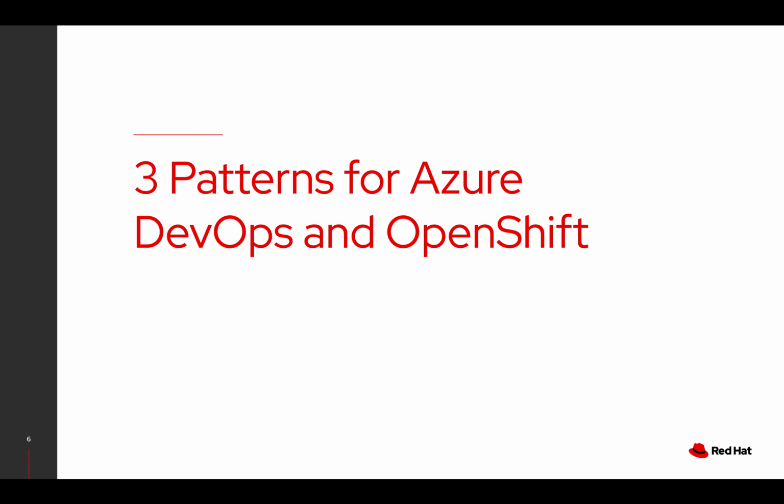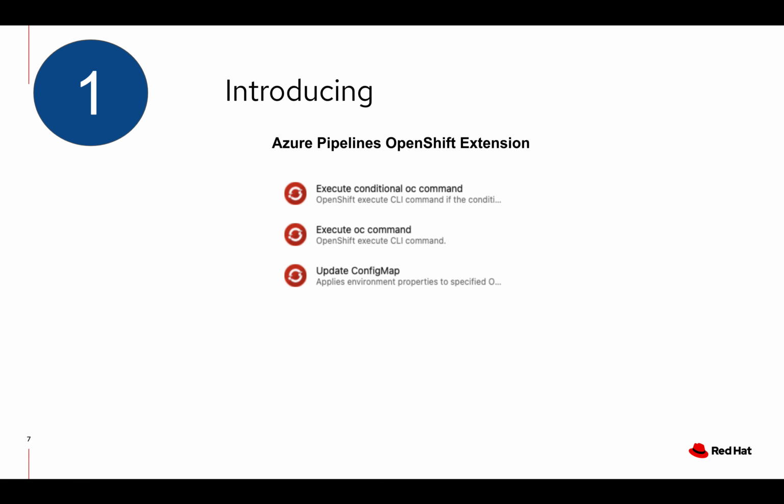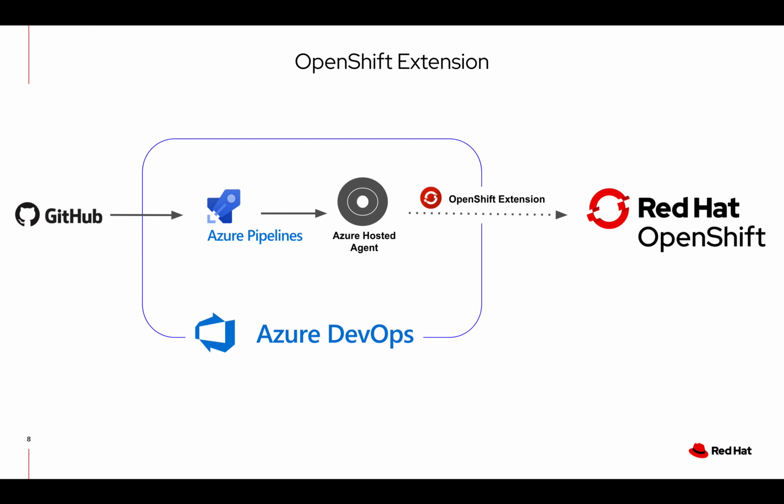So let's look at the 3 patterns for Azure DevOps and OpenShift. The first pattern is the use of the OpenShift extension. This extension allows you from within Azure DevOps to use that OC CLI tool. Now this extension is freely available in the Azure Marketplace and can simply be installed in your organization in Azure DevOps and then will appear in the taskbar ready to be used by the pipeline.